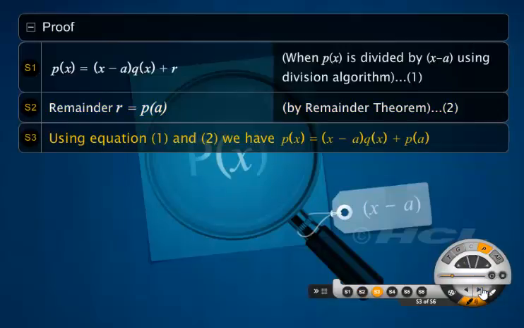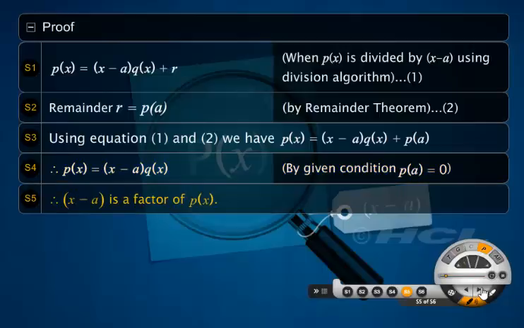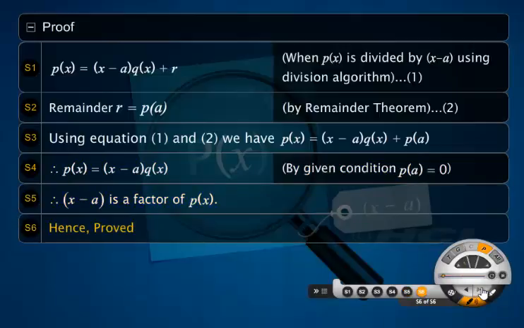From equation 2, using r equal to p of a in the equation 1. Since it is given that p of a is 0, therefore p of x must be equal to q of x into x minus a. So x minus a is a factor of p of x. Hence, we have proved the factor theorem.